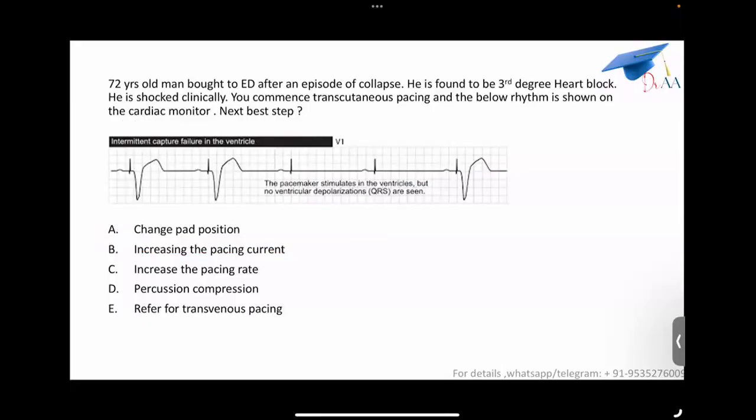We have a collapsed patient. He is found in 3rd degree heart block. He is shocked clinically, that means hypotensive. Comments on pacing, the below rhythm is shown on the monitor. So what will be the next best step? What does this rhythm show, what is the inference on the rhythm?